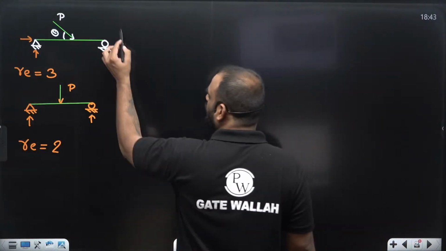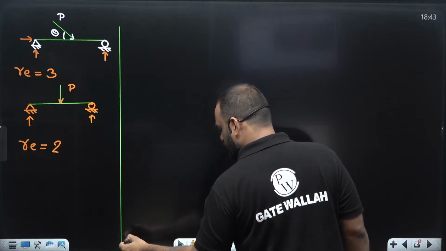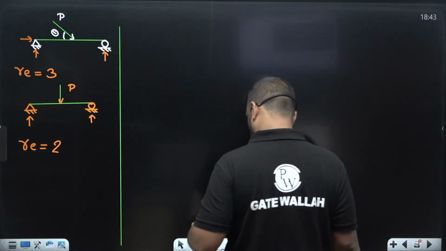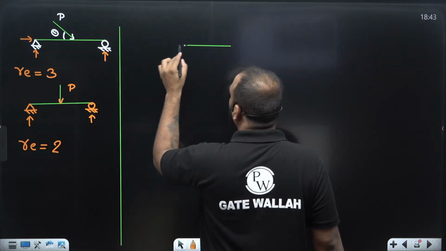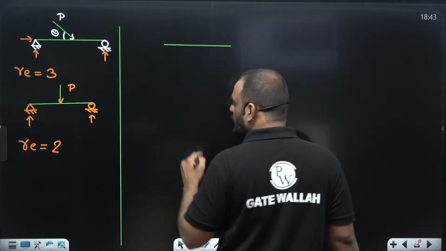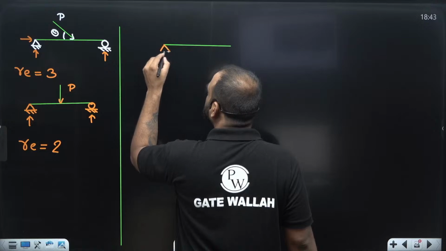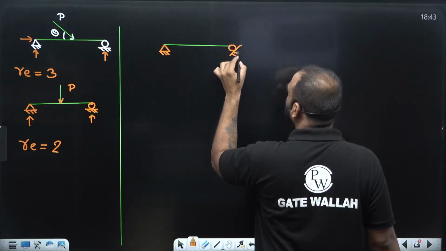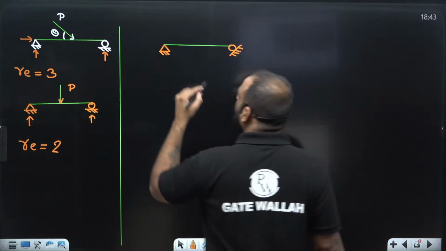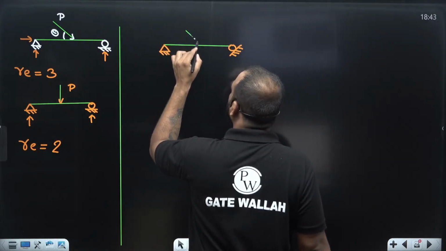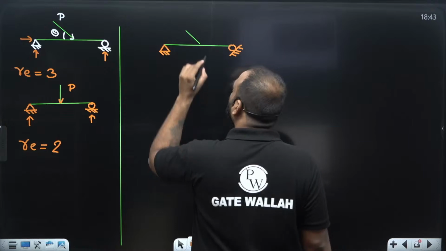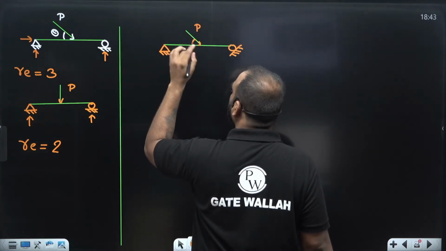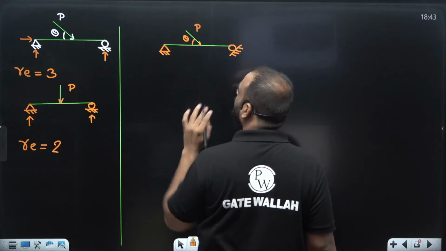Now let us take some more example. Now it is clear what do you mean by develop. Let us take some more example. Let us consider this is our hinge support and this one is a roller support. Okay, sir. And in this particular case, we have a horizontal loading which is P. Sorry, not horizontal, it is inclined loading P at an angle of theta.